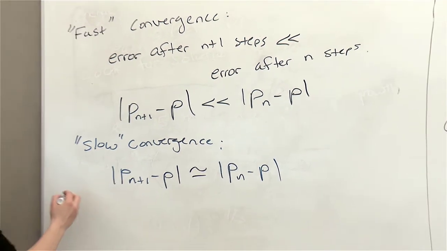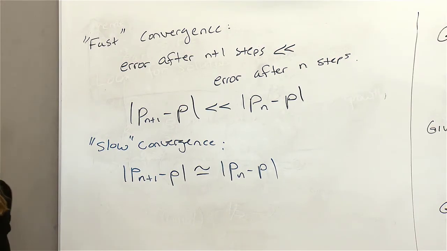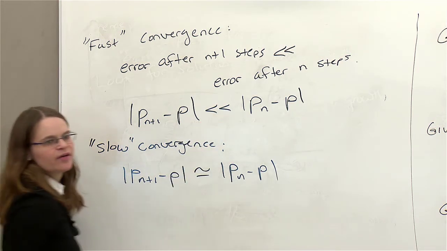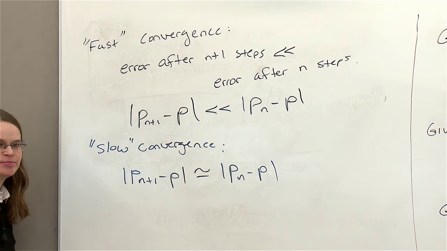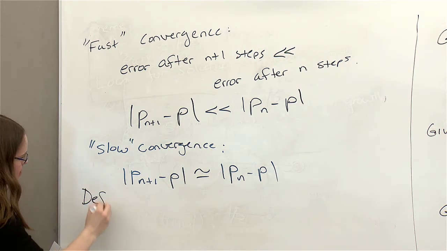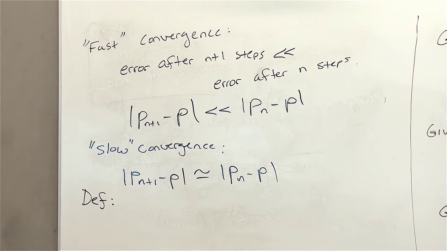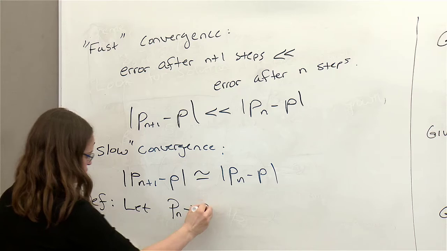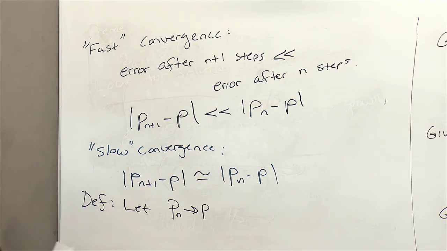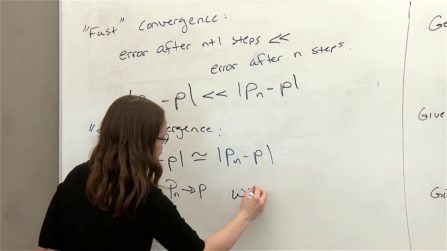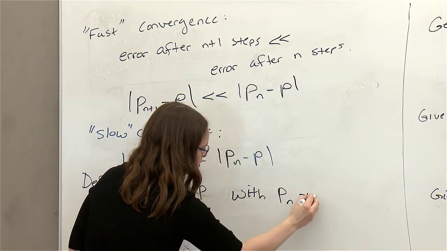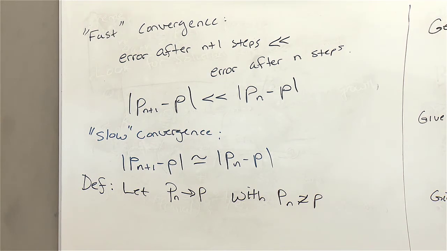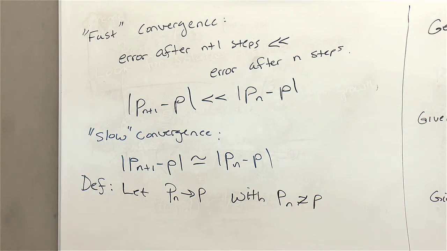Okay, so let's try to give some definitions that are a little less hand-wavy than this. These terms right now kind of mean whatever you want them to mean. So let's try to make this precise. Let's suppose, again, that we have a sequence that converges to something. And we're going to suppose that it's never actually equal to the result. Right? It gets closer and closer, arbitrarily close, but never actually hits the exact solution.